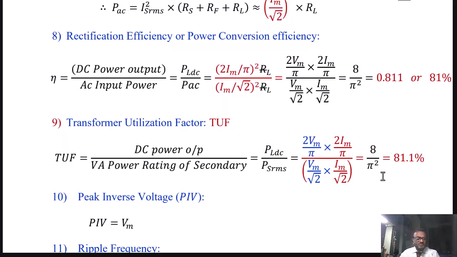So transformer utilization is also coming out to be 81%, which is even far better than the full wave rectifier using center tap transformer, which is around just 57%. It indicates that the transformer resources are effectively utilized compared to the center tap full wave rectifier.